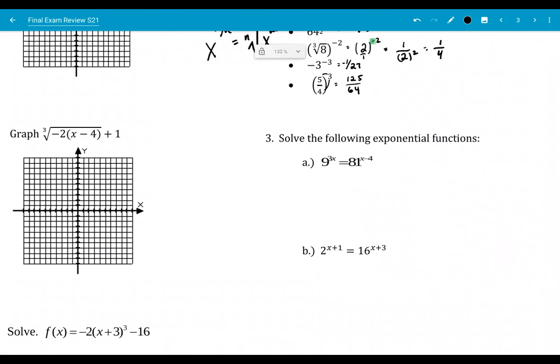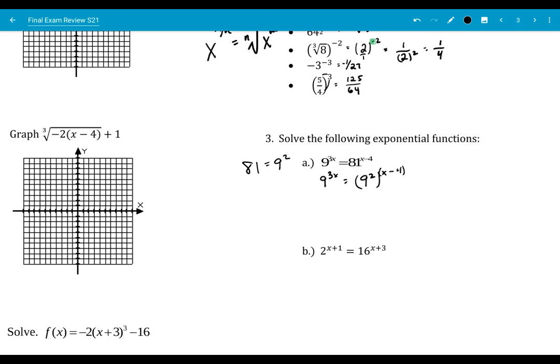Solve the following exponential functions. Keep in mind, if I'm solving an exponential, very similar to logs, we want them to have the same base. So what I notice is I have a 9 and an 81. I can rewrite 81 as a base 9. It's just a reminder that 81 is the same thing as 9 squared. So working this is 9 to the power of 3x is equal to 9 squared to the power of x minus 4.